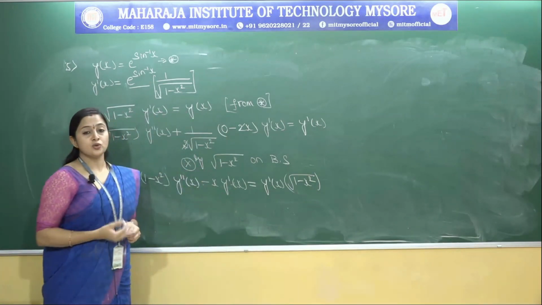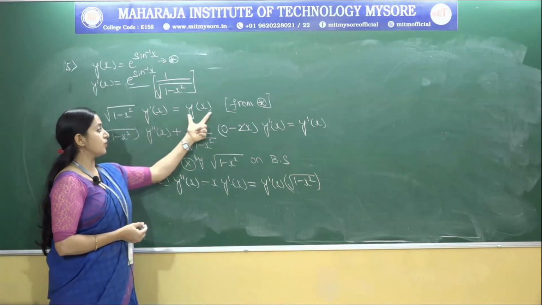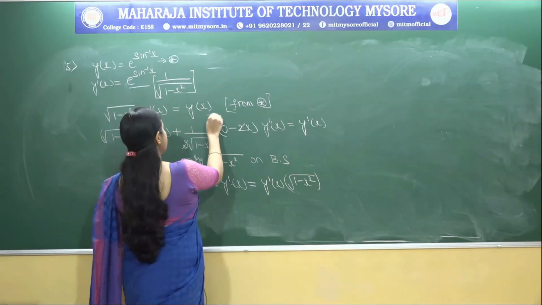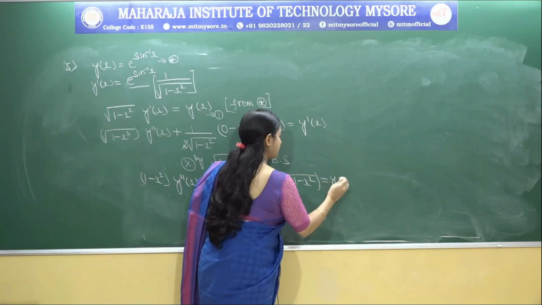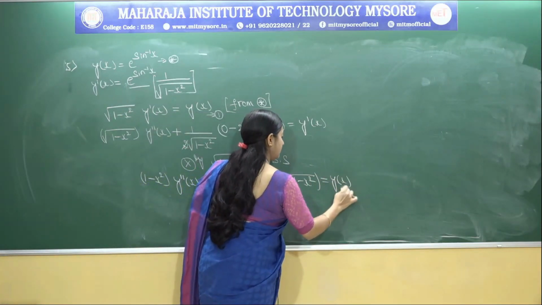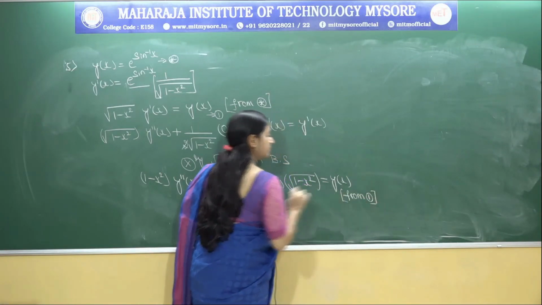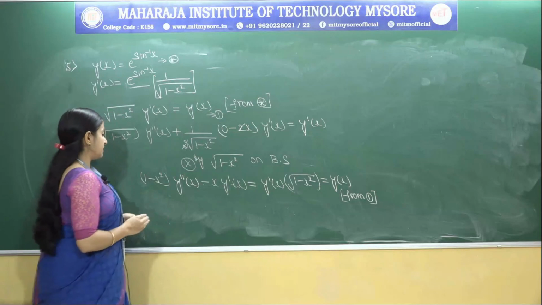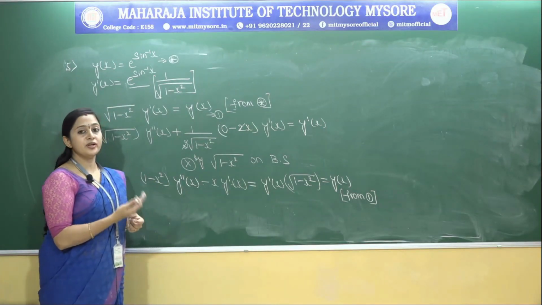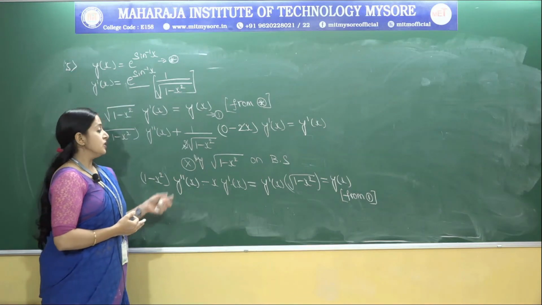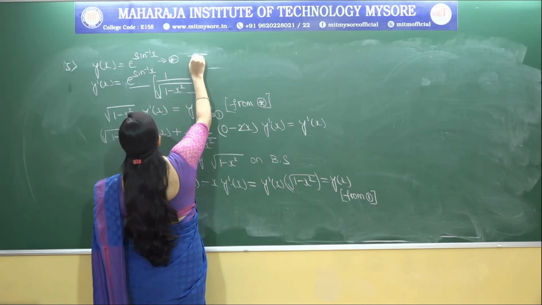For the y dash of x root 1 minus x square part, you can substitute y of x using equation 1. Keep this as equation 1, and substitute this as y of x. So simplify this. For the next differentiation, you can simplify or take the differentiation directly. Before that, put x equal to 0 and check the given terms.